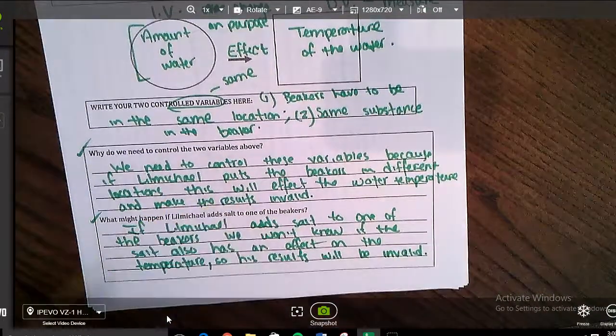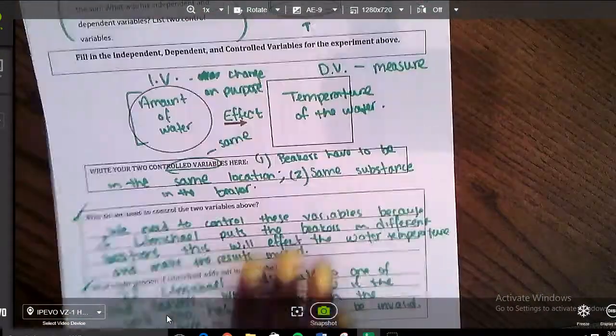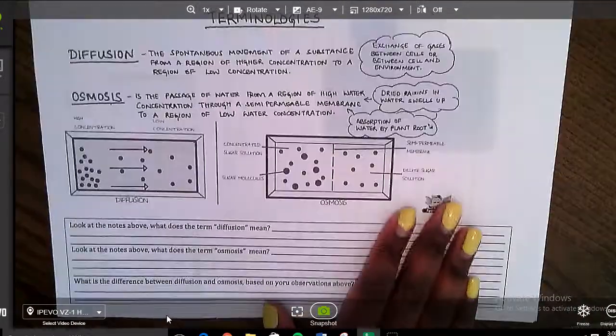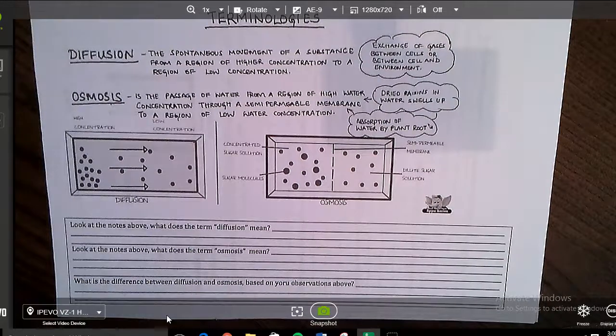All right, excellent job. If you need to pause to get these answers down, go ahead and do that. If not, you can turn the page with me. Let's take a look at our focus today. In your reading intervention class, you should have watched a video about diffusion. We're going to go over diffusion and osmosis right now.